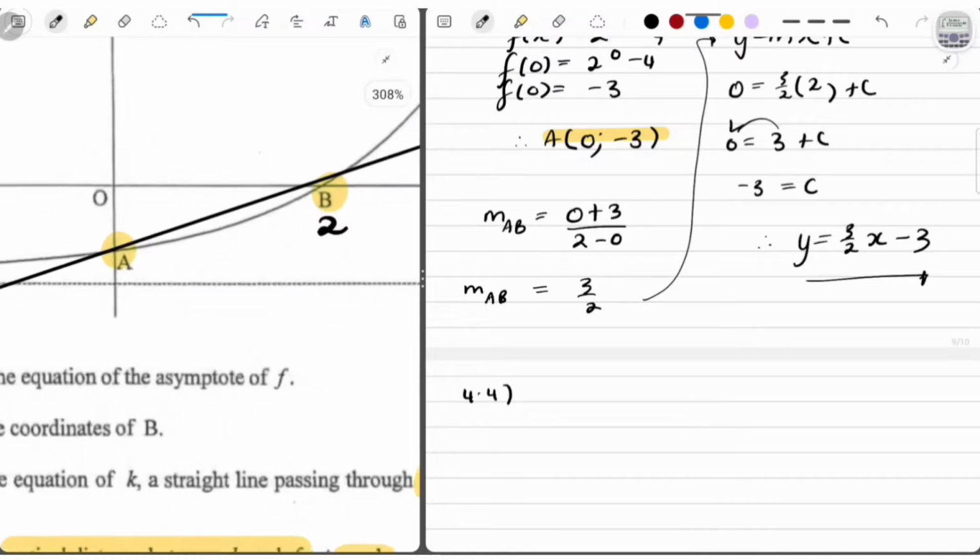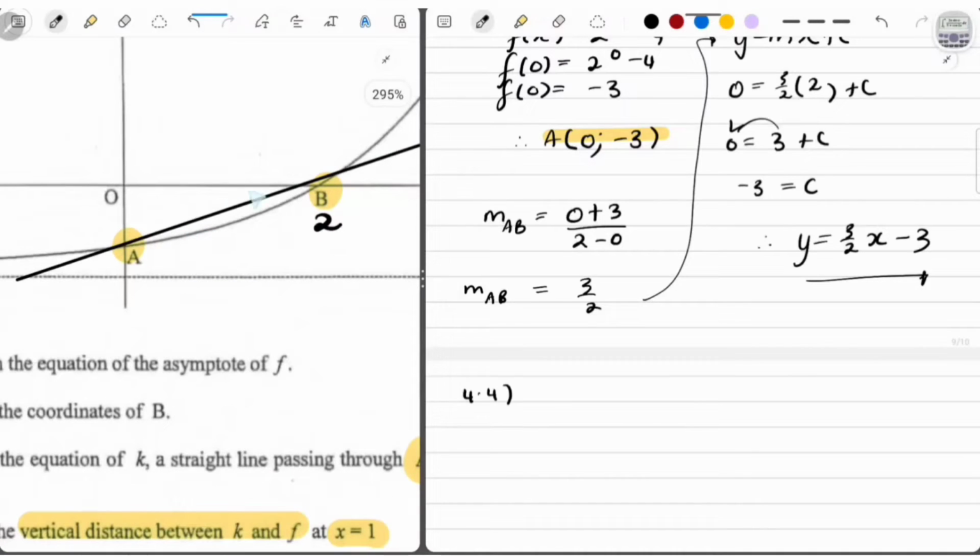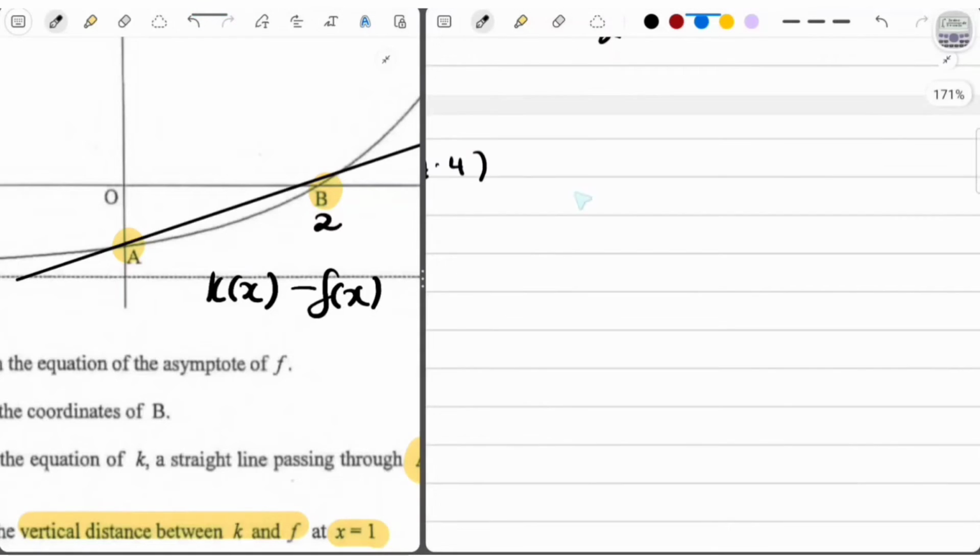And in this region, do you see that the straight line, k, is above the hyperbola? No, sorry, not the hyperbola, the exponential function. It's above the exponential function. So since k is above f, you're going to have to say k of x minus f of x. That's how you'll find that vertical distance, okay? Because you need to say the one that is above minus the one that is below. So I'm going to say k of x minus f of x.